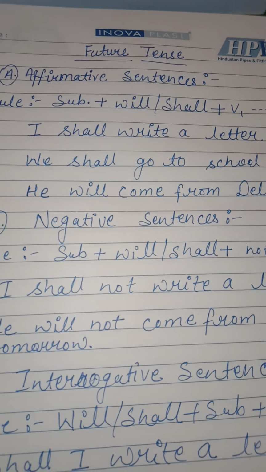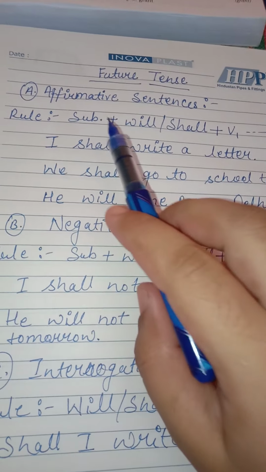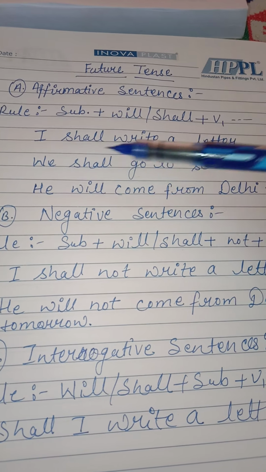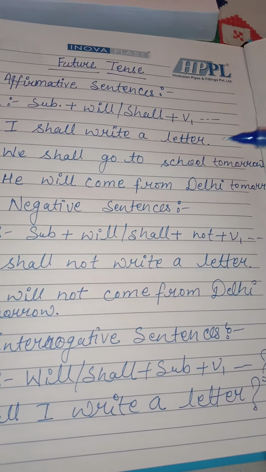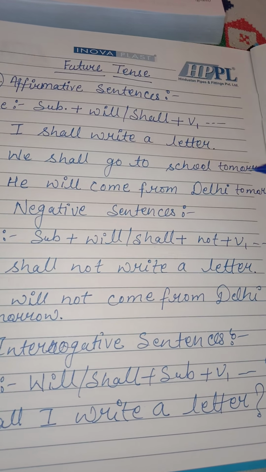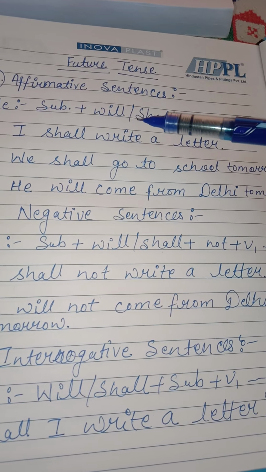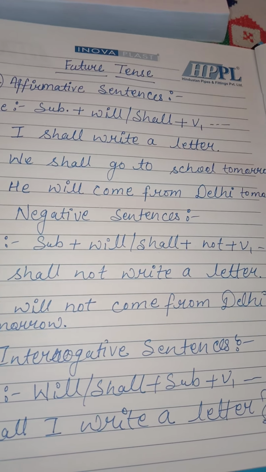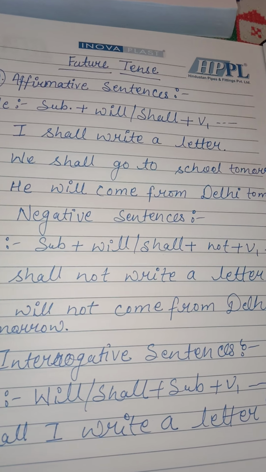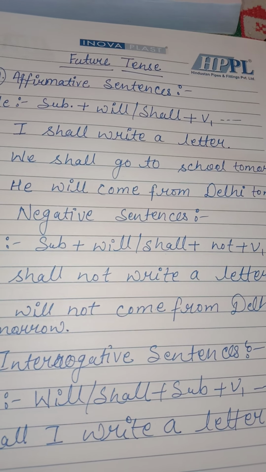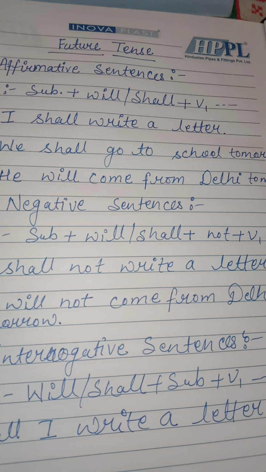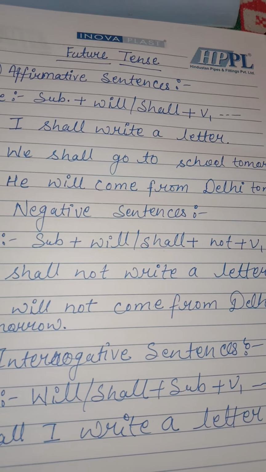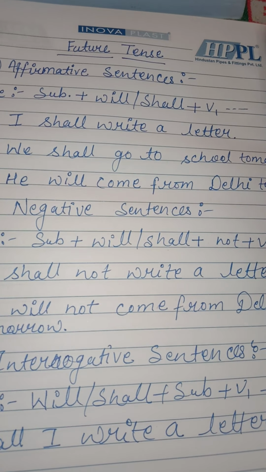Okay, so the rule for the future tense affirmative sentence is subject plus will/shall and verb की first form. So, I shall write a letter and we shall go to school tomorrow. He will come from Delhi tomorrow. In these sentences you can see with I and we, the first person, we use shall, and with the second and third person we use the helping verb will. And verb की first form of the verb use होती है in affirmative simple future tense.